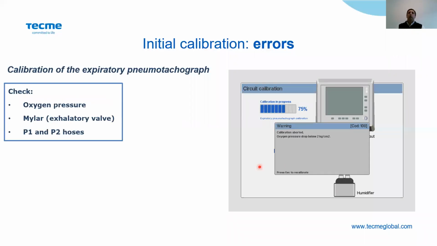Then the machine is going to make an expiratory pneumotach calibration, so it's going to check the expiratory flow measurement, and it's going to check the mylar. If the mylar is not there, you probably will have an error similar to this one, and you will not be allowed to continue with the initial calibration. So that is why it is very important to take care of the expiratory set. If the expiratory set is not working properly, you will not be allowed to continue with the initial calibration. If this kind of error appears, you will have to replace the whole expiratory set.